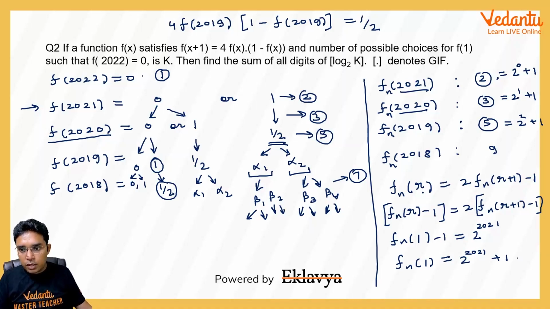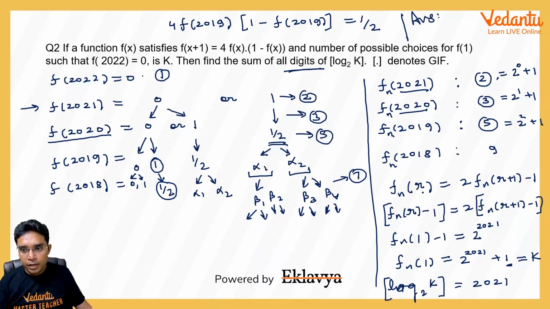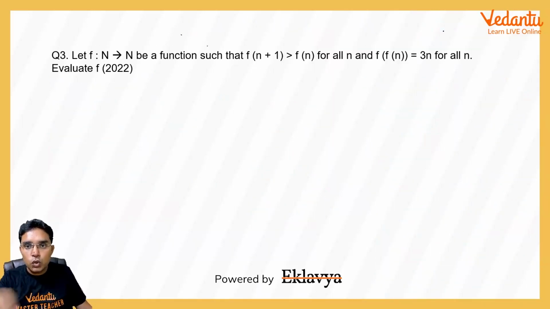So this is actually the value of k. If I take the log to the base 2 of this k, I think the GINT of this will come out to be 2021, because this will be slightly bigger than 2021, since adding 1 will not change the characteristic, it will only change the mantissa. So the GINT value of this will be 2021. So the sum of all the digits of this will be, let me write the final answer here, 2 plus 2 is 4, plus 1 is 5. So this completes question number 2.